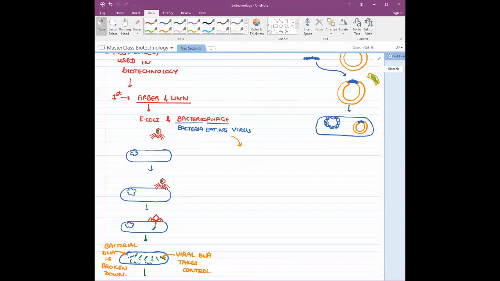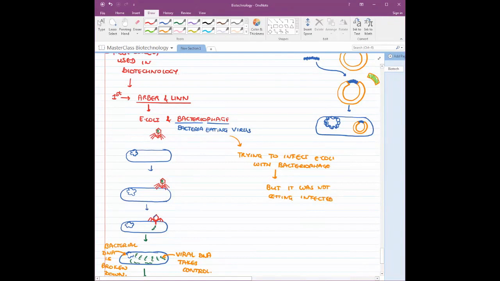Okay, let's try to see. So what happened? They were trying to infect E. coli with your bacteriophage. That was the entire experiment. But what happened was the E. coli was not getting infected. The E. coli was not getting infected at all.